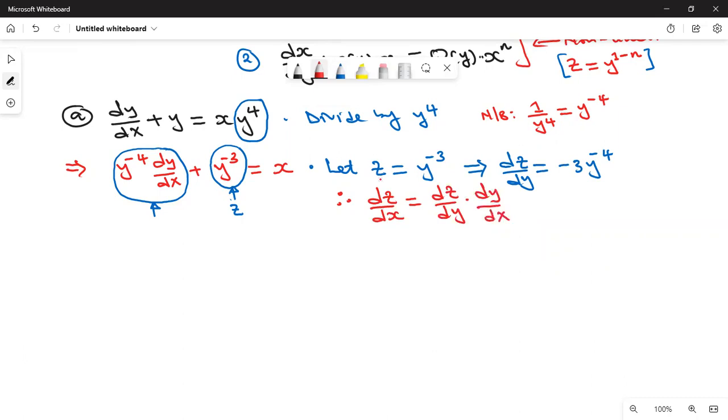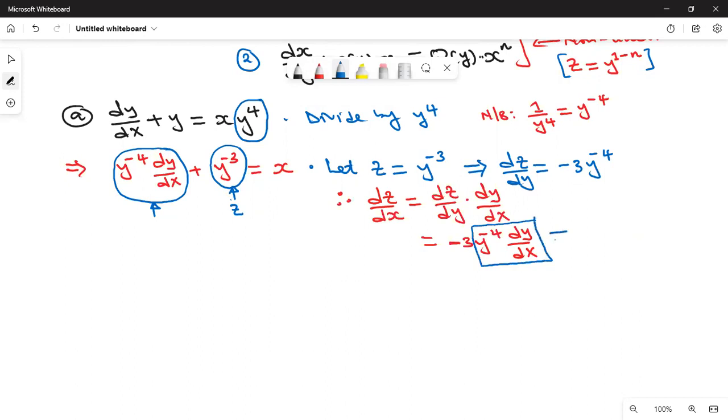And so this is the same as dz/dy is negative 3 times y raised to negative 4 times dy/dx, which I don't know. And you see, y raised to negative 4 times dy/dx is the first term in our ODE, so I need to make this the subject. Look at this: y raised to negative 4 times dy/dx.